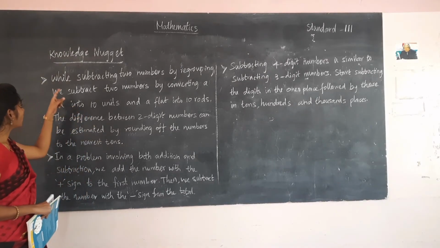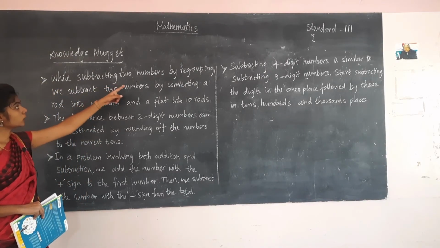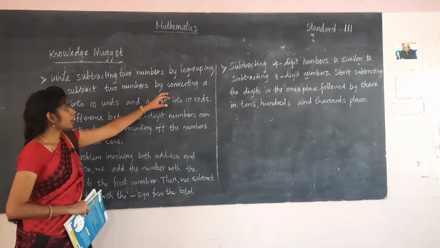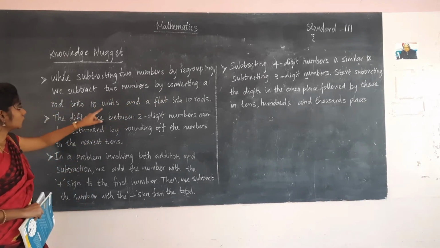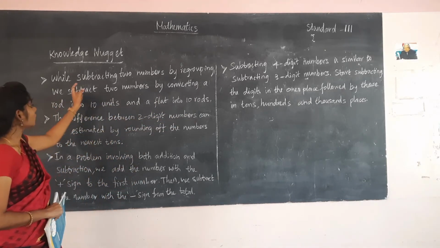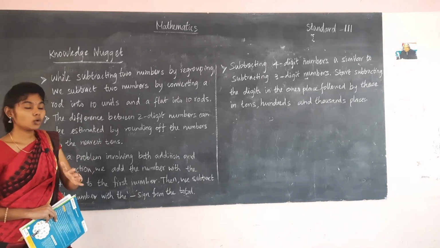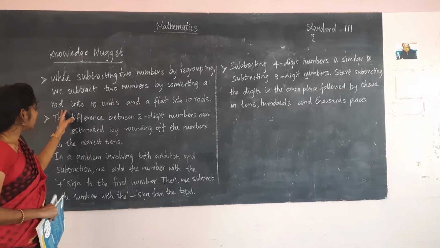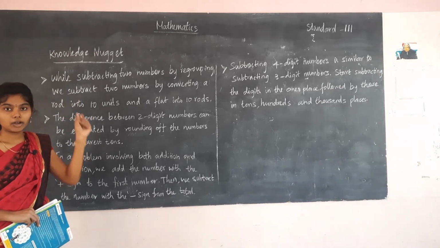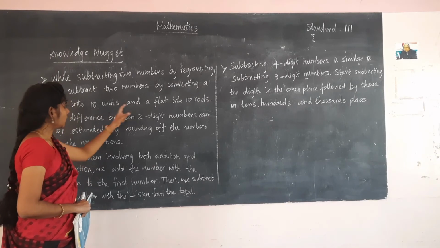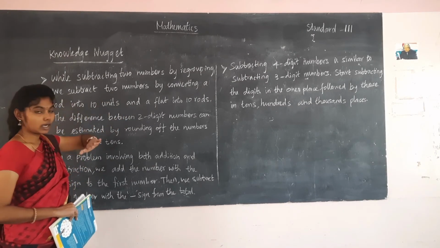First, while subtracting two numbers by regrouping, we subtract by converting a rod into 10 units and a flat into 10 rods. So you all know how we regroup while subtracting. The rod means, in one rod there will be 10 units, and those 10 units in one rod are converted into a number.